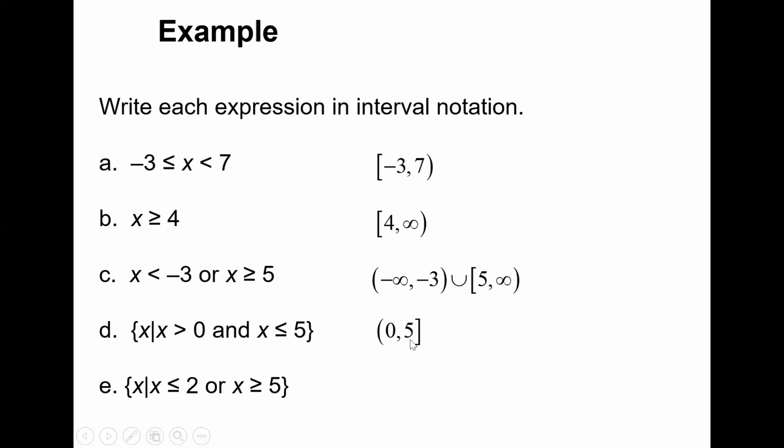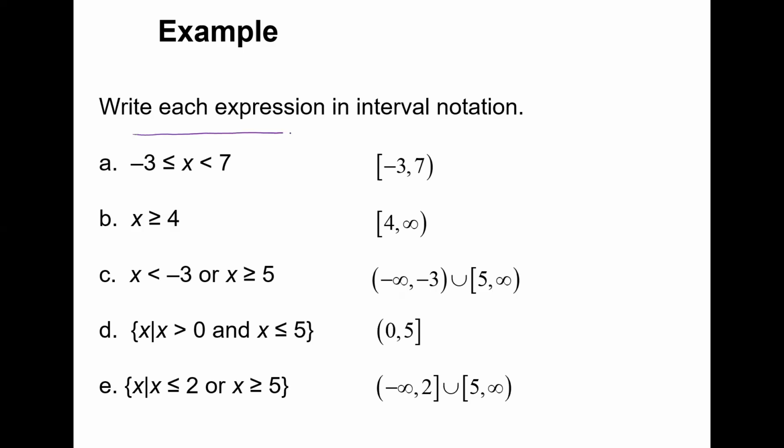Now here, x is greater than 0 and x is less than or equal to 5. Well, this one is all it can be. So it's just between 0 and 5 is all it is. And it's parenthesis and then bracket. Bracket because of that, parenthesis because of that. And here, or, we're going to have another union. So it's going to be from -infinity up to 2 bracket, and then bracket 5 all the way up to positive infinity.